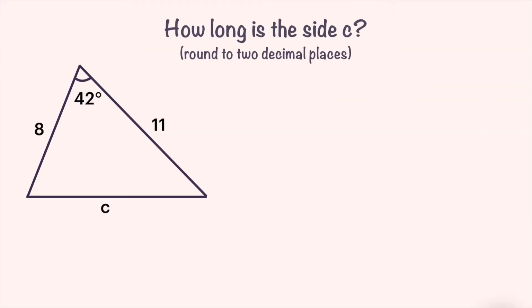Here's the first question. How long is the side c? We have two sides and an included angle, and we need to find the length that is opposite to the angle. Let's set up our equation using the cosine law. c squared is equal to the square of the two sides that include the angle, minus 2 times the two sides times cosine of the included angle.